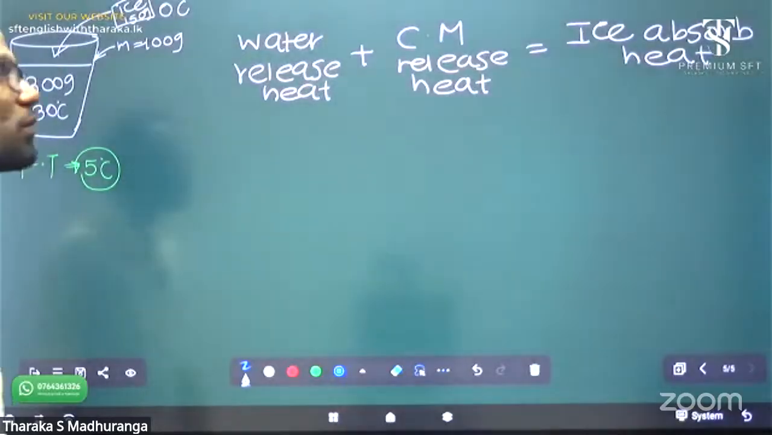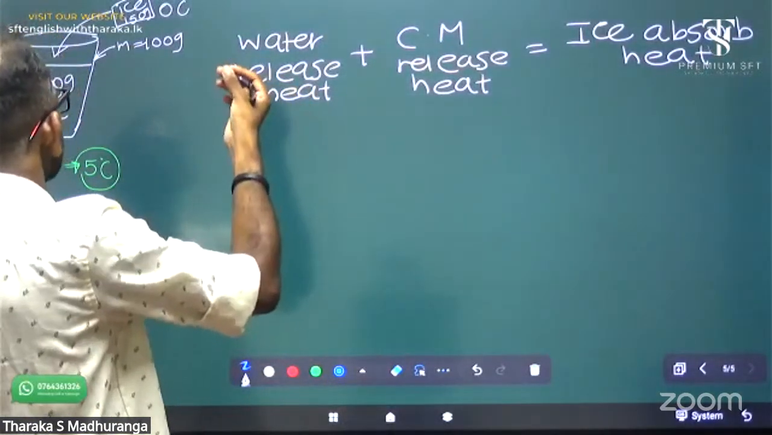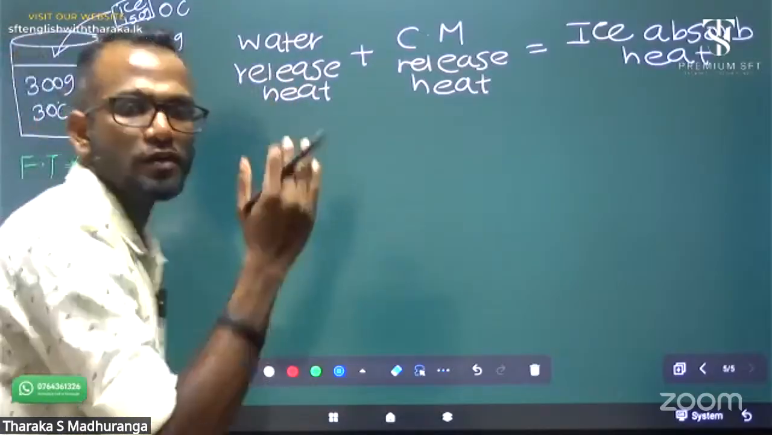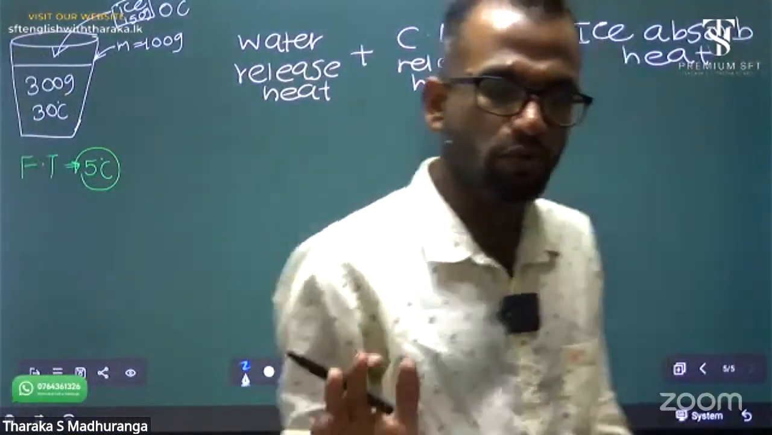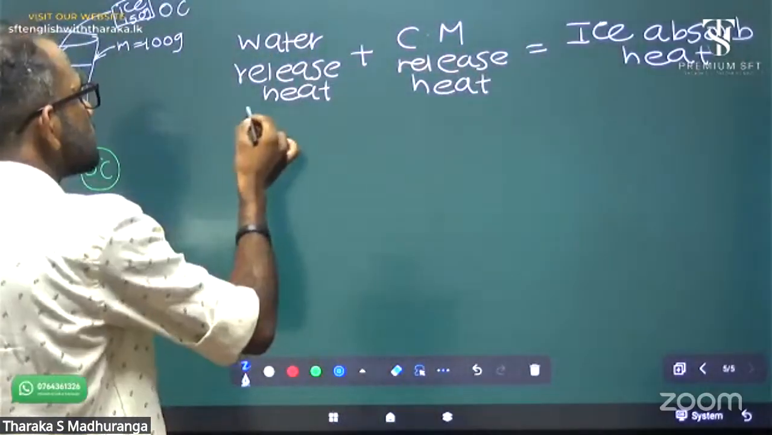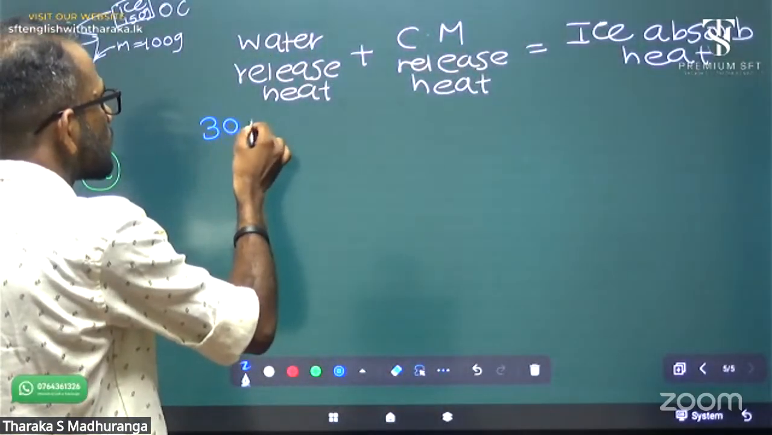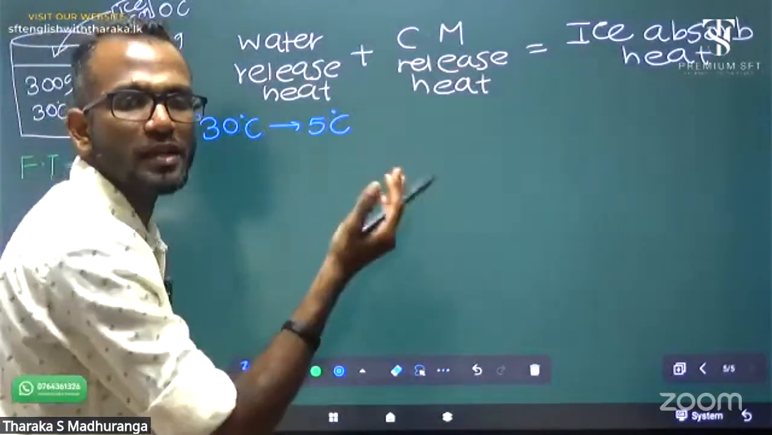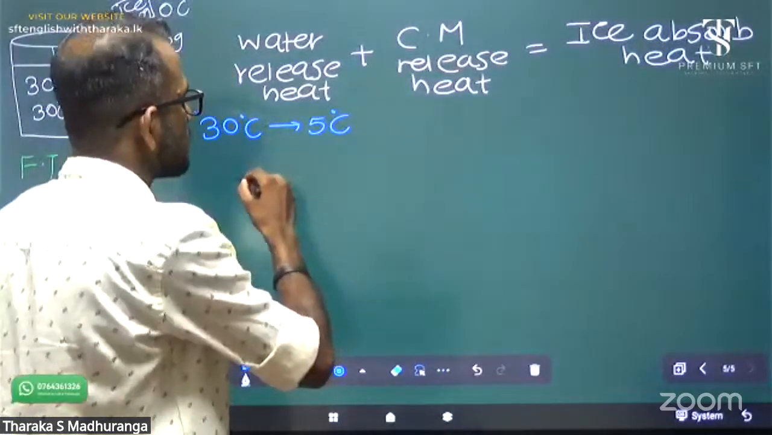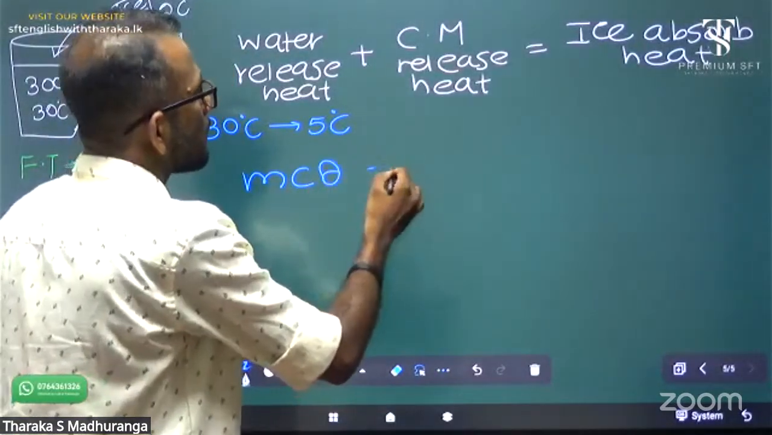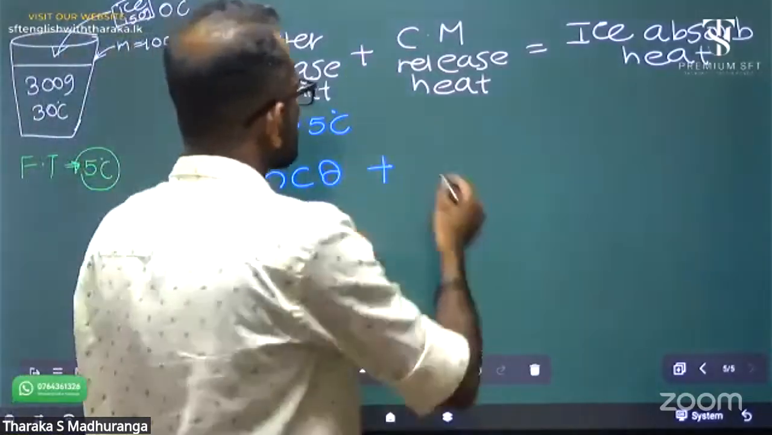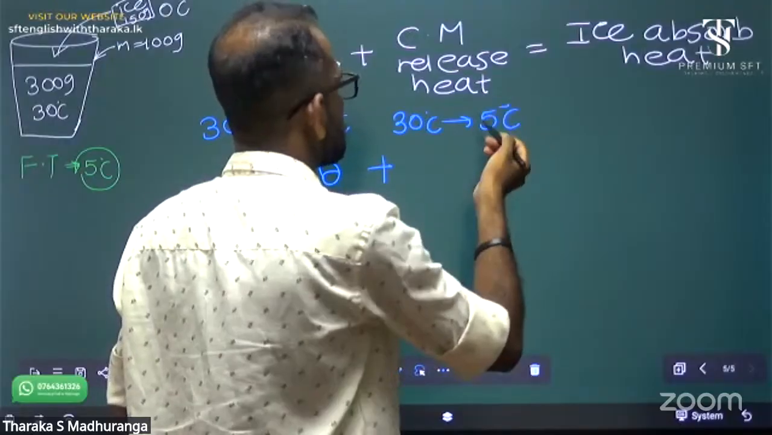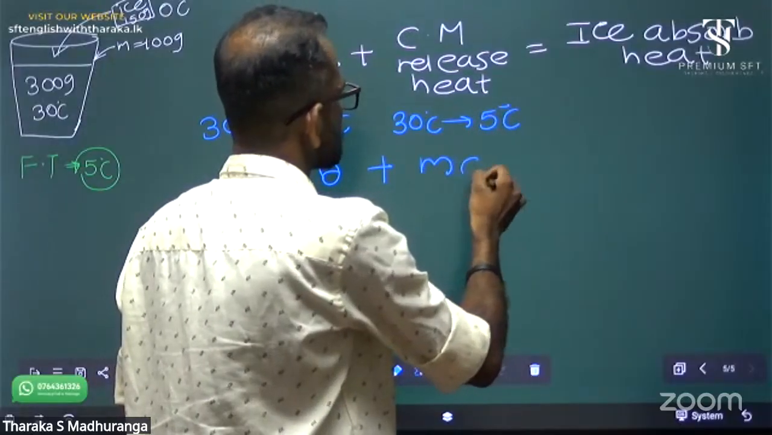Okay. Now water releases heat. Water only releasing means the water temperature decreases from 30 to 5 Celsius. There is no physical state change. 30 Celsius water converts into 5 Celsius water, so it is just MC theta. Plus the calorimeter also the same, 30 Celsius initially converting to 5 Celsius, no physical state change, MC theta.